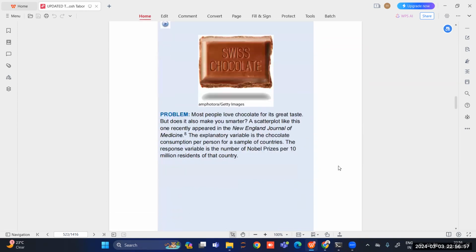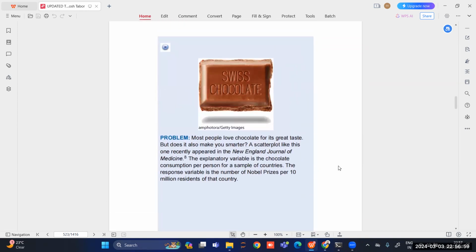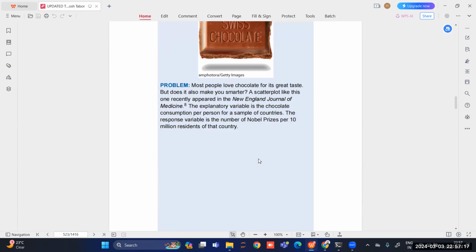Okay, so now this is the chocolate example. You read it. Most of the people love chocolates for its great taste, but does it also make you smarter that you love chocolate? A scatter plot like this one recently appeared in the New England Journal of Medicine. The explanatory variable is the chocolate consumption per person of a sample. The response variable is the number of Nobel Prizes per 10 million residents of that country.